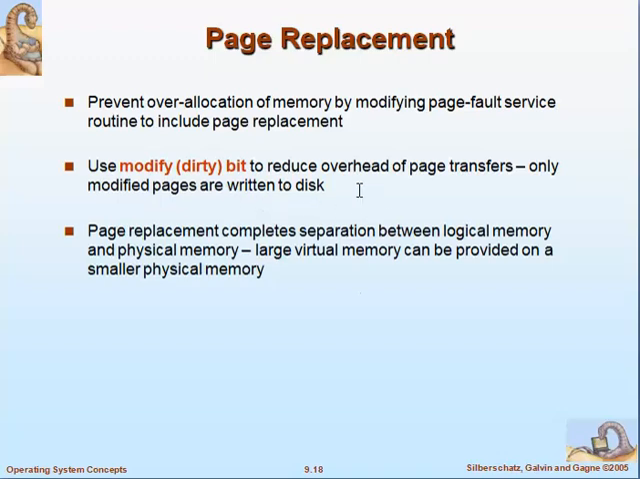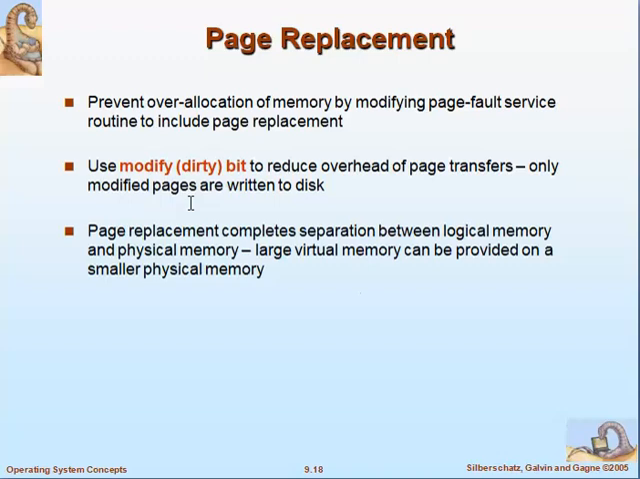And when the operating system is doing the swap out, it will look for a page which is not dirty, or which is not modified. In that case, if the page is not modified, we need not copy it onto the disk. We can just bring in the new page and replace it on top of that frame. So we are avoiding one transfer, that is from the main memory to the disk.